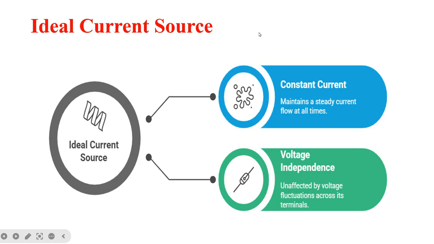These are the current sources which will be maintaining a steady state current flow at all times across its terminals, which are unaffected by the voltage fluctuations across its terminals. That is, it will give you a constant current at its terminals irrespective of the voltage appearing across its terminals. So these are called ideal current sources.